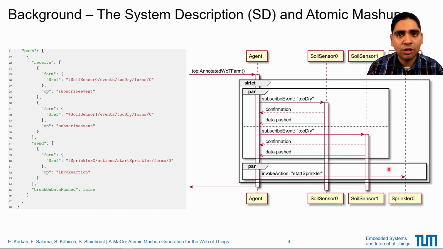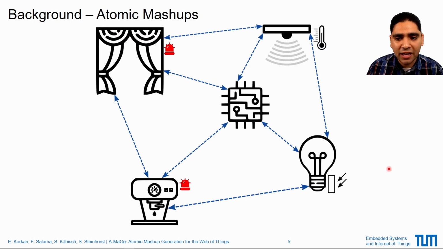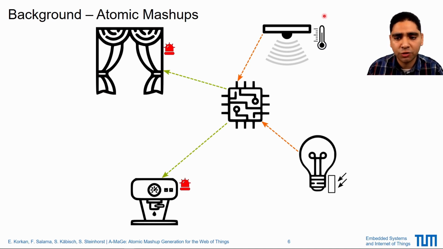So using this atomic mashup abstraction, we can go from a mashup with this complexity to a mashup with this complexity, in which we have designated input devices that send inputs to the mashup controller, and the mashup controller can use these inputs to calculate which outputs it has to send to the output devices.